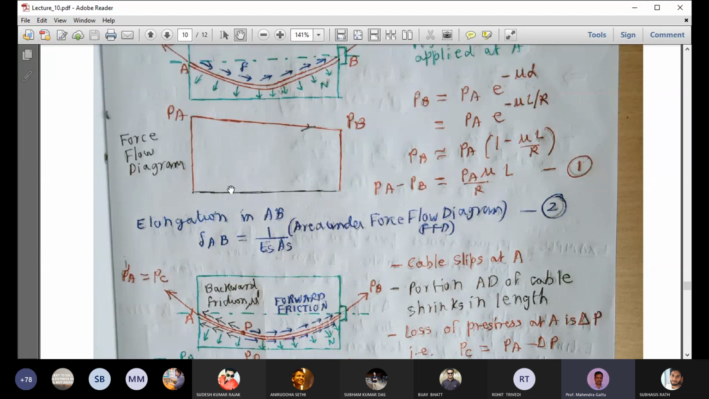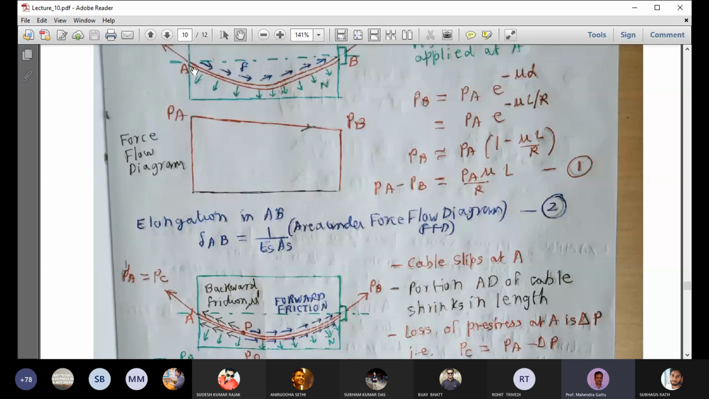And we know one more thing. The elongation in the cable is the area under the force flow diagram divided by E times A. Okay, so delta AB, the elongation in AB, is 1 by EA into the area under the force flow diagram. So let's keep it aside.